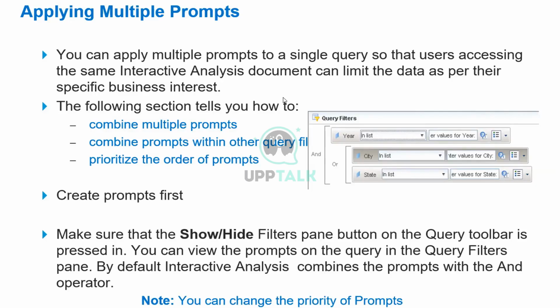That way, users accessing the same Interactive Analysis document can limit the data as per their specific business interests. The following section tells you how to combine multiple prompts: combine prompts within another query, and prioritize the order of prompts. Here also, we can prioritize whether we want to keep the year as a high priority or the state as a high priority. Based on that, we can create.